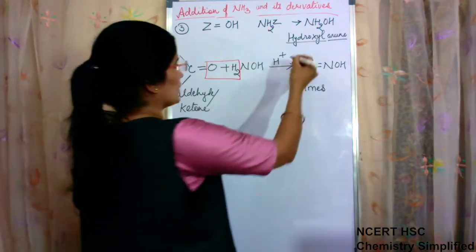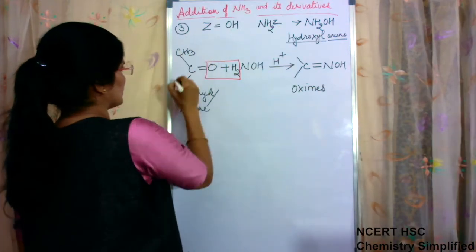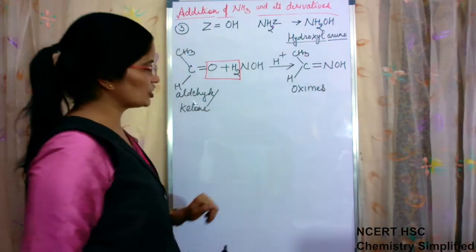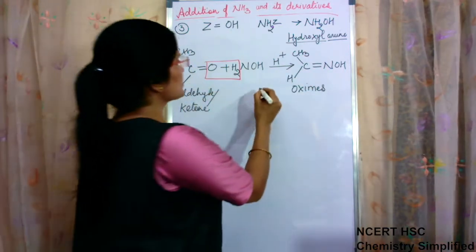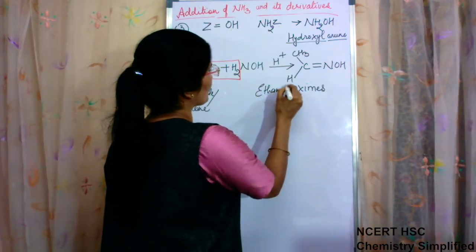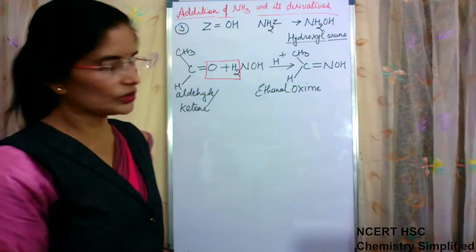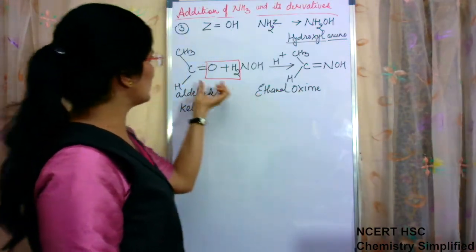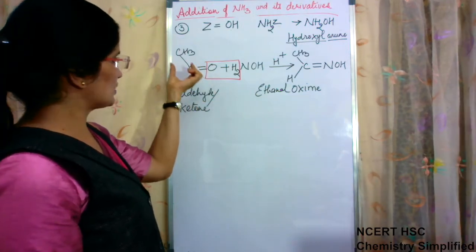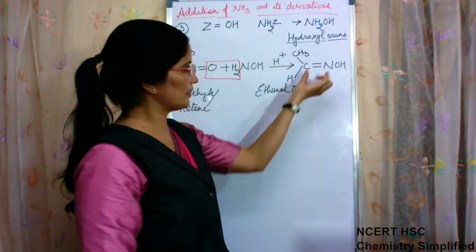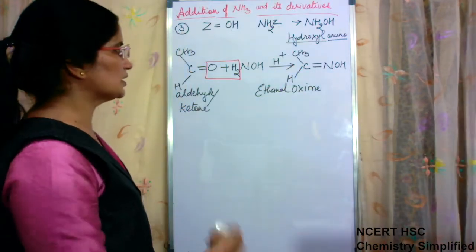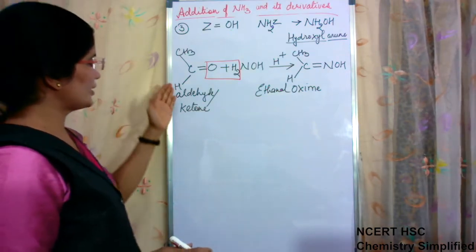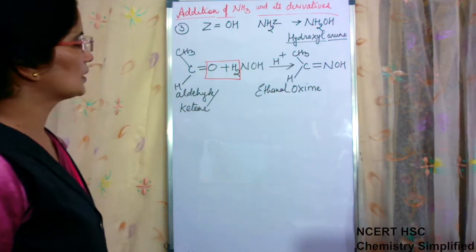Now suppose again, if I take this as CH3 or H, the product will also be CH3 and H, and this is ethanal. So this is ethanal oxime. So for all ammonia derivatives, the names are going to be like this. Just write the name of the substrate or the starting material here, and then write the name of the product as oxime, ethanal oxime. So oximes are formed, whether you take aldehyde or ketone. It will give like this.